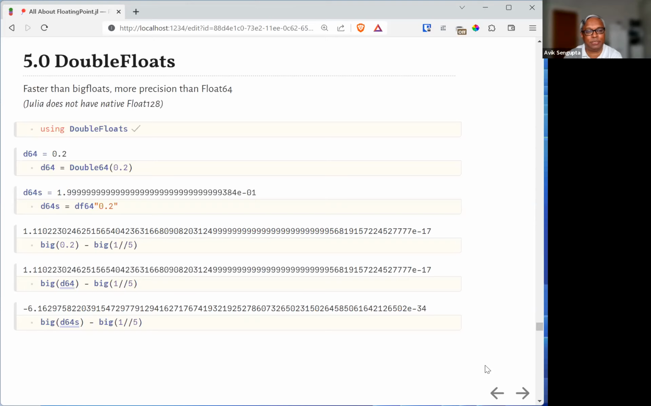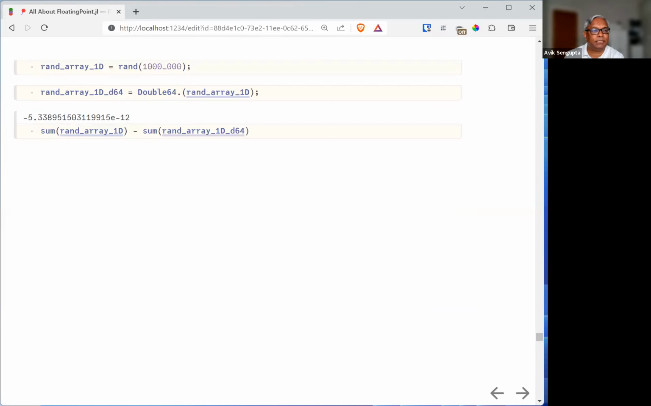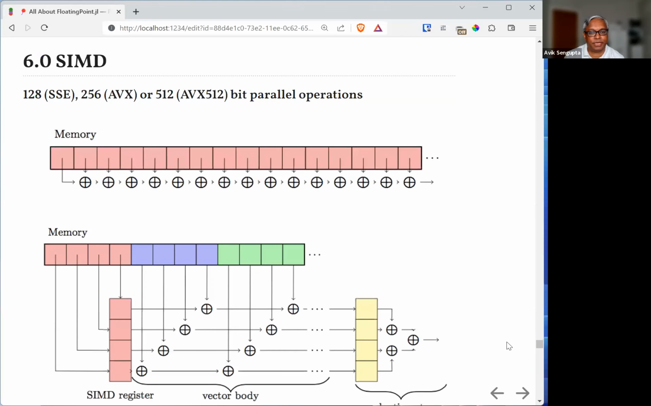convert it back, right? So in this case, I have an array of random numbers, and I can add it. I convert them to double 64, which is the double float type, and then I add it, and I get a little bit of extra precision, compared to adding that large array directly, right?